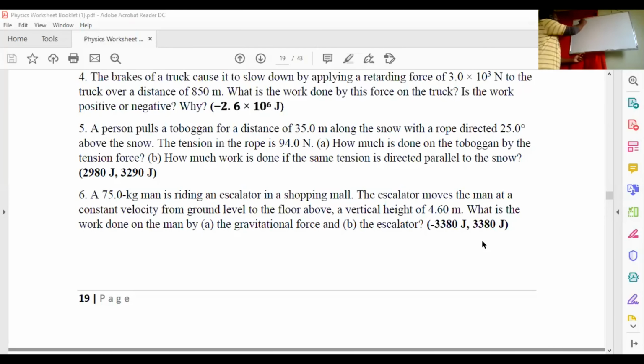So for gravitational, it's force times distance. Since we're given mass, the force we're going to use is m times g, times d. So mg is your force, which is the weight.